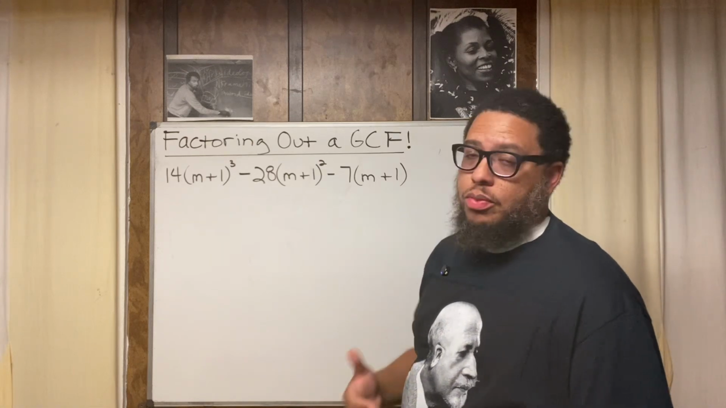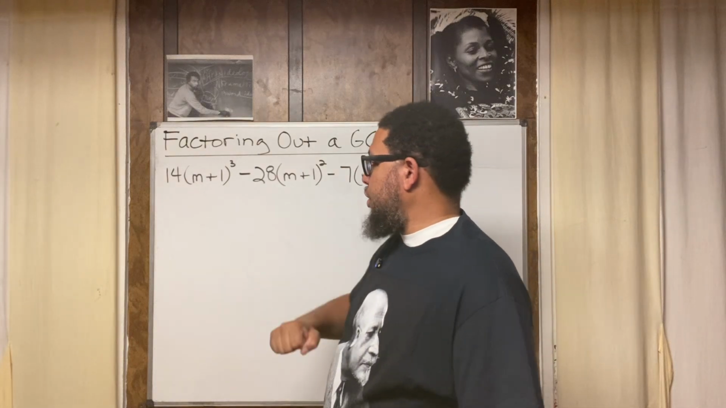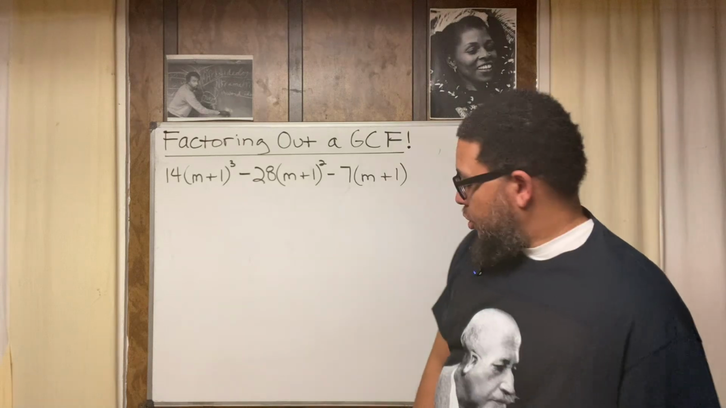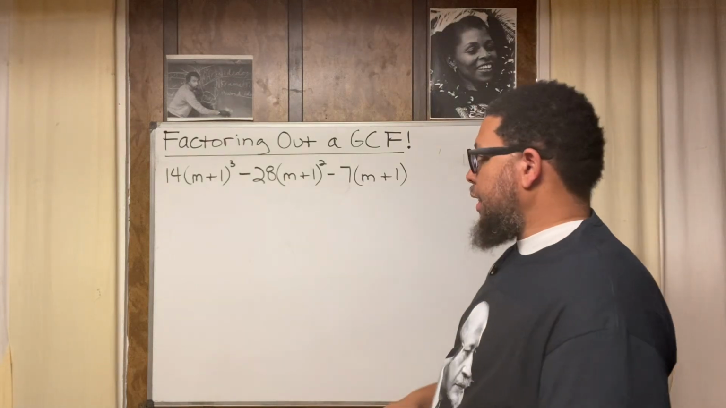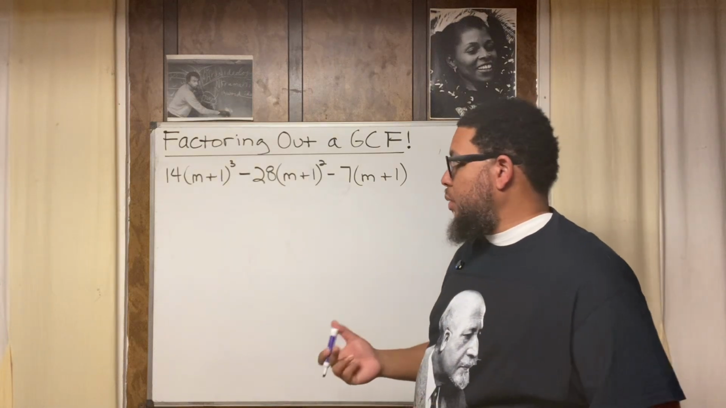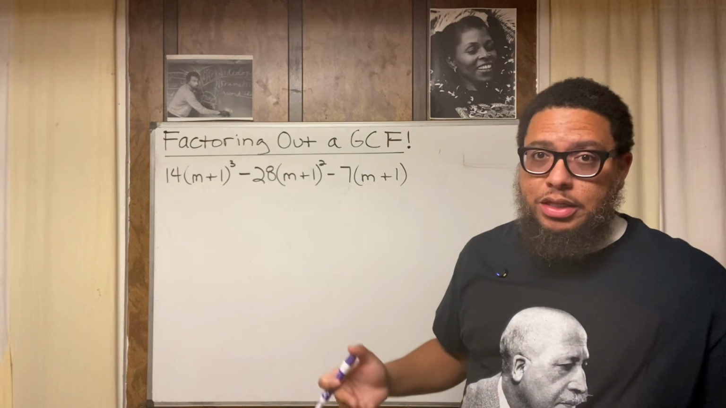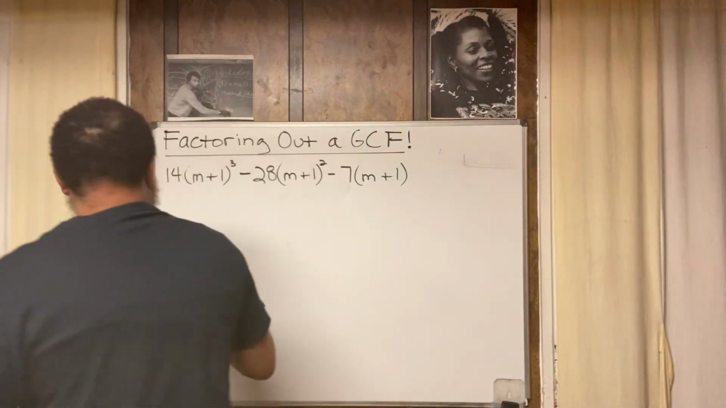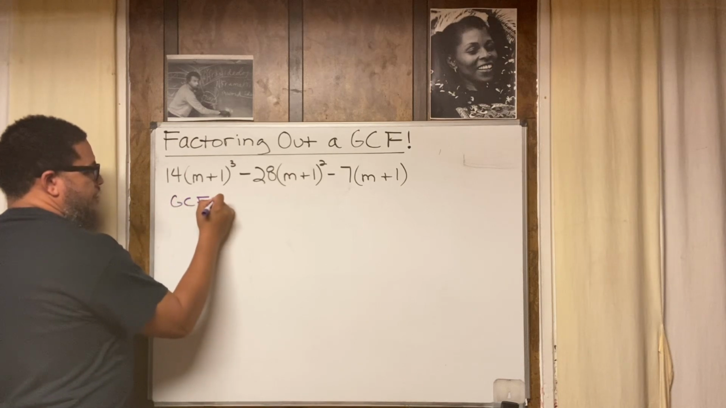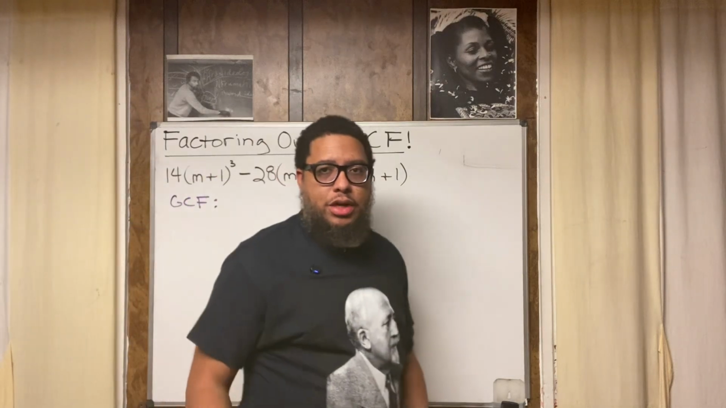All right. So first, what I always tell students, check your coefficients. In this case, the 14 is a coefficient, the negative 28 is a coefficient, and the negative 7 is a coefficient. So what I say is this: ask yourself, what is the greatest common factor of those three numbers, 14, 28, and 7? And you could treat these like they're positives for the purposes of finding the GCF. So what I suggest you do is on your paper, write down GCF, and then figure out what's the GCF of those three numbers.